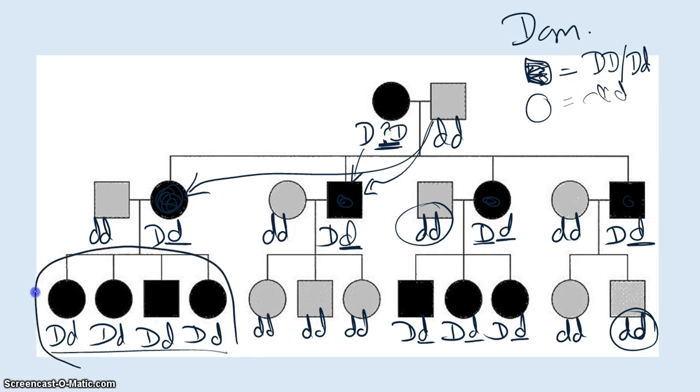But you got to be careful about that because if you look at this one, she's got 4 offspring that are dominant as well, but she has 1 recessive. So we do need to be careful making that assumption.